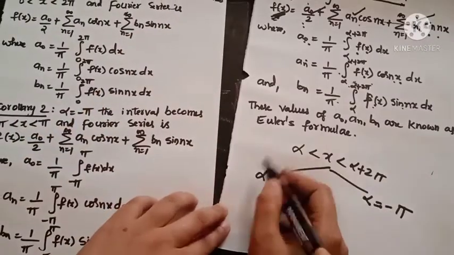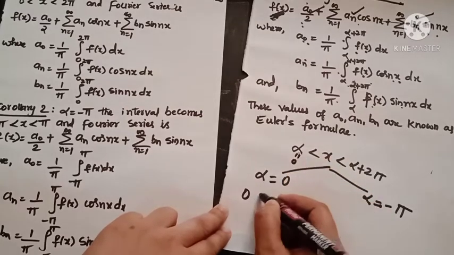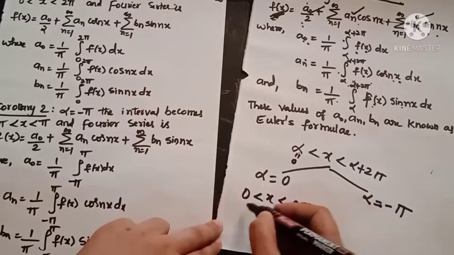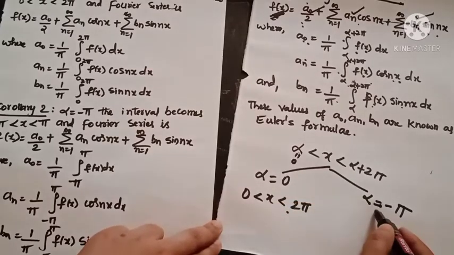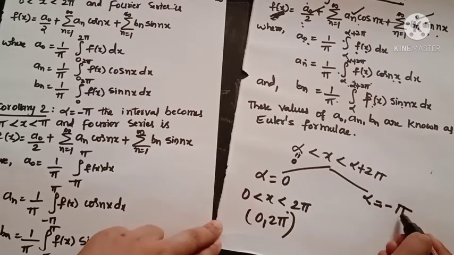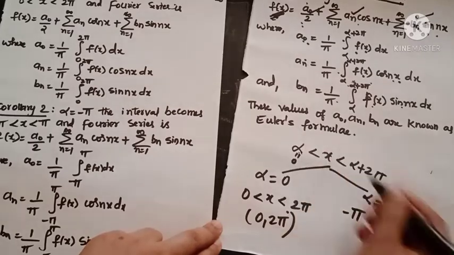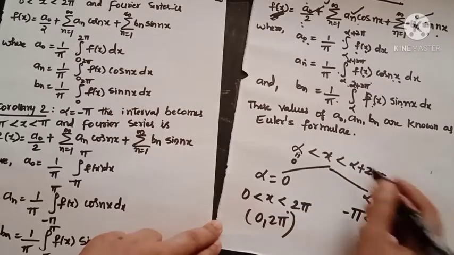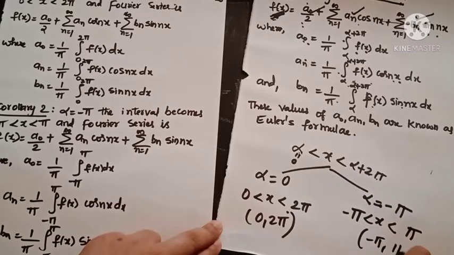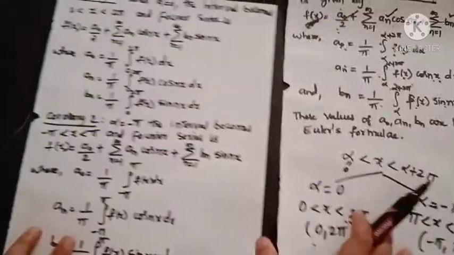So if alpha is equal to 0, then alpha plus 2 pi, 0 plus 2 pi is 2 pi, so the interval is 0 to 2 pi. And if alpha takes minus pi, then the interval will be minus pi less than x less than minus pi plus 2 pi, that is pi. So the 0 to 2 pi interval and the minus pi to pi interval.